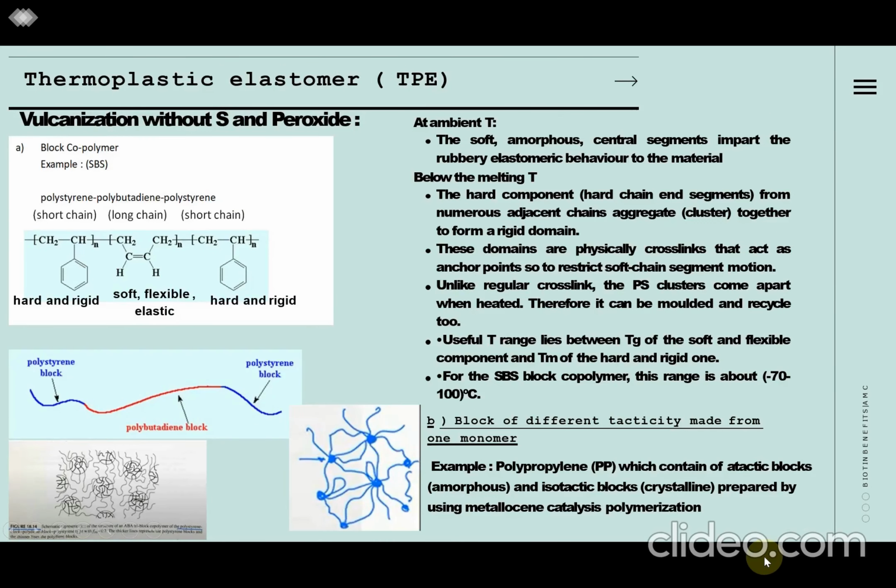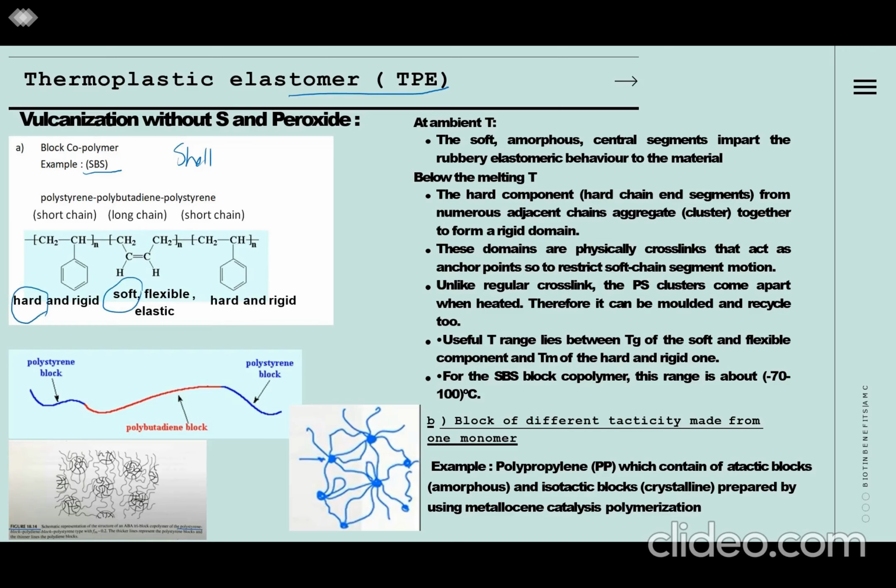We can also synthesize the thermoplastic elastomer, or TPE, without the vulcanization process, using non-sulfur and peroxide. For example, we have a block copolymer, which we call SBS, the styrenic block copolymer invented by Shell Company, or Kraton. Styrene-butadiene-styrene, the SBS tri-block copolymer, actually manipulates soft and hard properties.